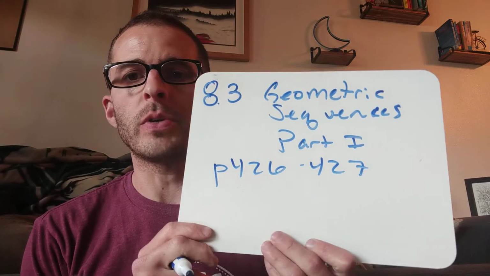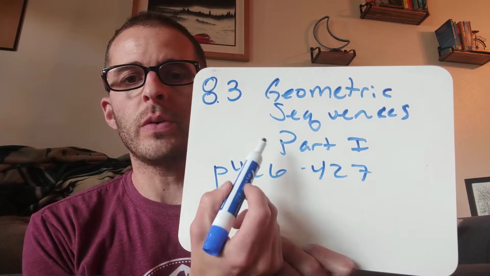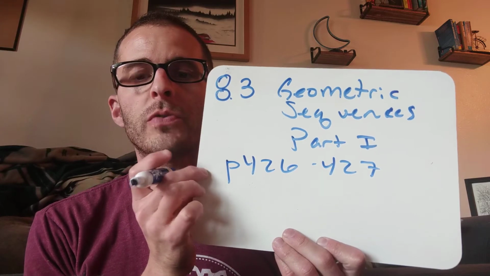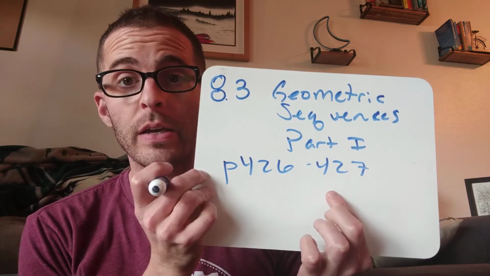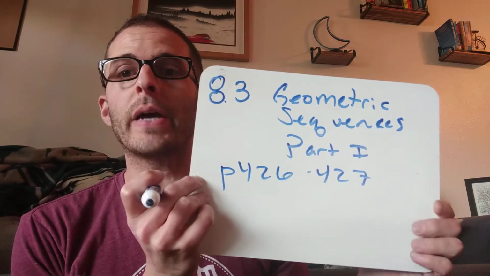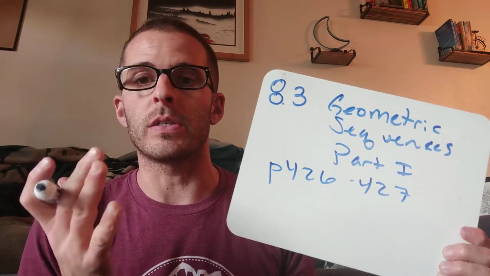Welcome to Chapter 8, Section 3, Geometric Sequences, Part 1. We're on page 426. We're going to cover topics on 426 and 427 today. The first thing is just how do we identify that a sequence, a list of numbers, is geometric? What we are going to look for is the common ratio.